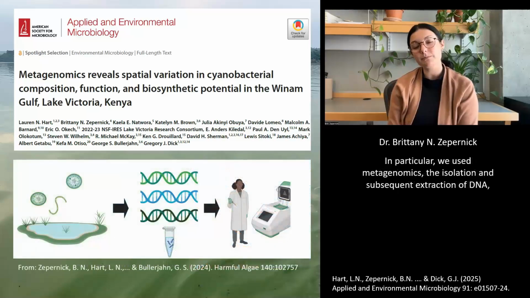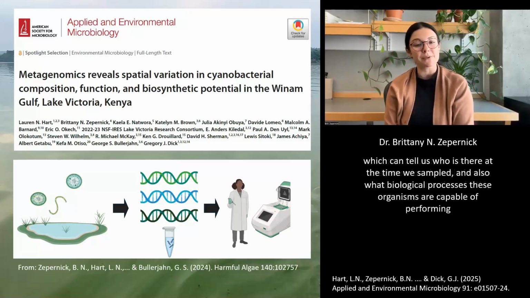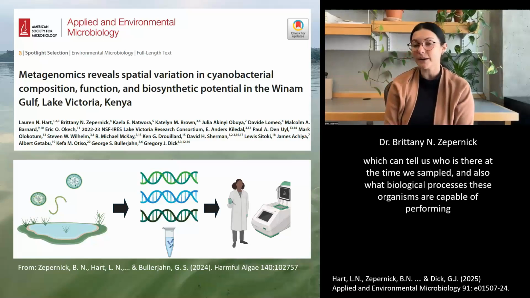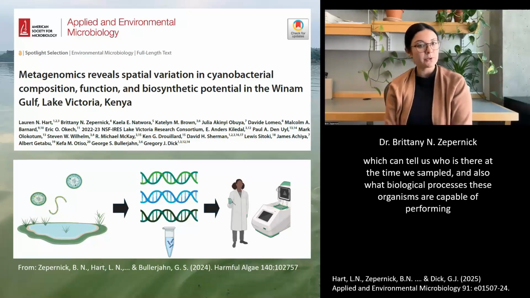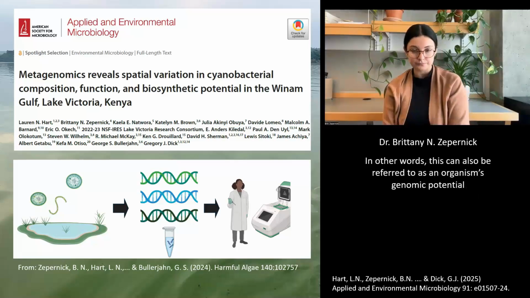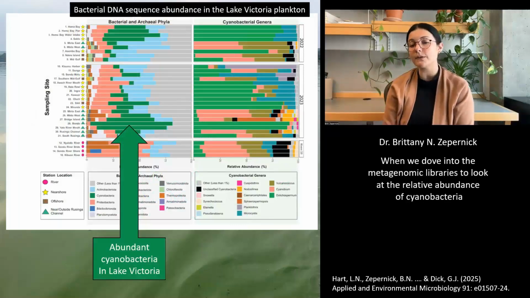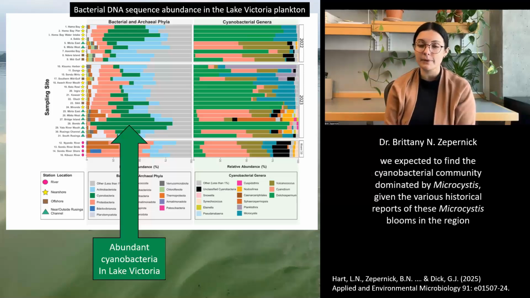In particular, we use metagenomics, the isolation and subsequent extraction of DNA, which can tell us who is there at the time we sampled, and also what biological processes these organisms are capable of performing. In other words, this can also be referred to as an organism's genomic potential. When we dove into the metagenomic libraries to look at the relative abundance of cyanobacteria, we expected to find the cyanobacterial community dominated by Microcystis, given the various historical reports of these Microcystis blooms in the region.